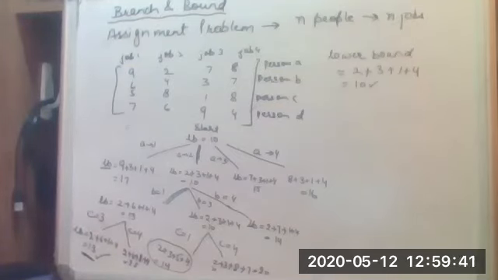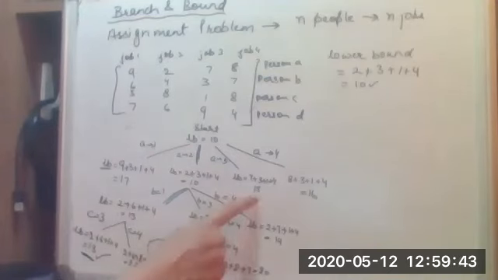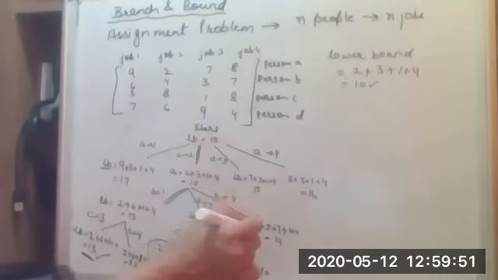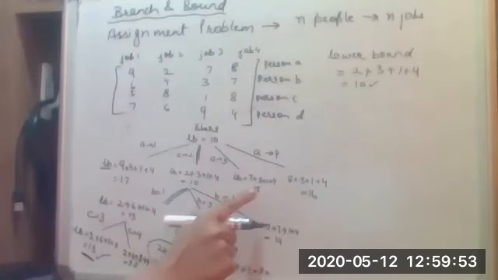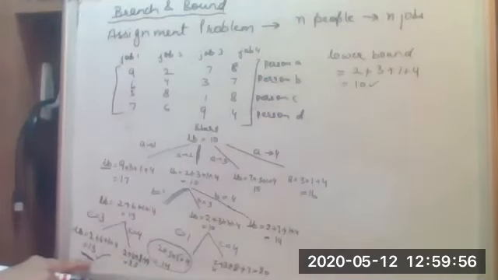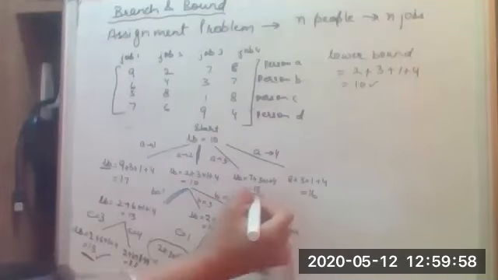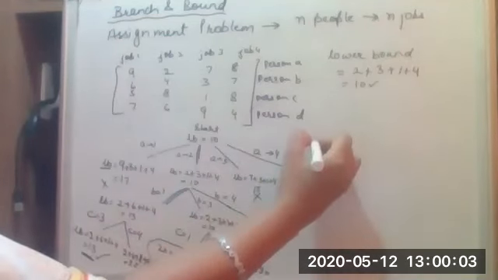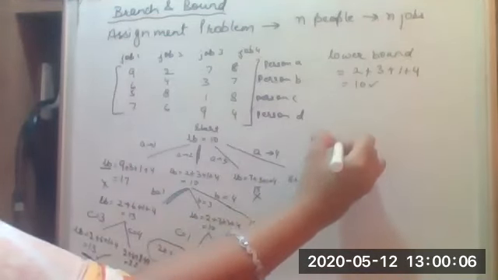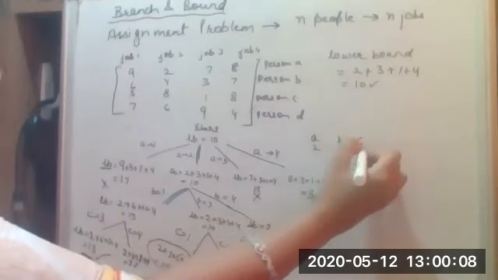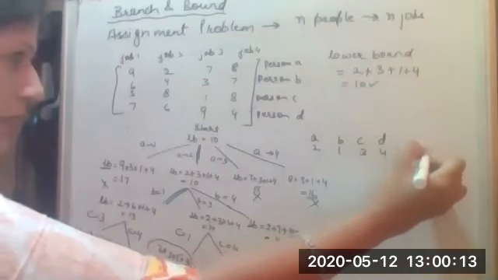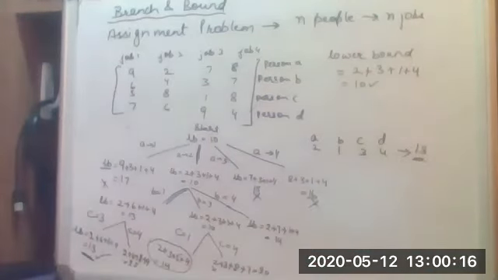And from here, because this is more than what we have for the other nodes, we are not going to look further for this because this is greater than this value. So all these nodes, based on the condition that the value of the node is not better than the value of the best solution so far, will not be checked. And this is your best solution where A is given the job 2, B is given the job 1, C is given the job 3, and D is given the job 4. And the best that you have is 13. I hope this is clear.